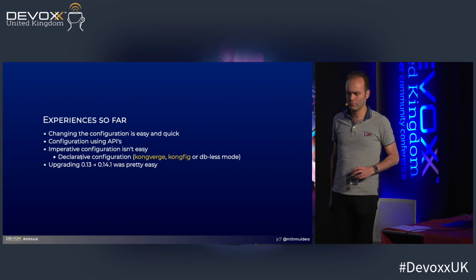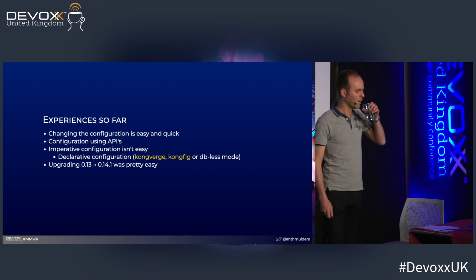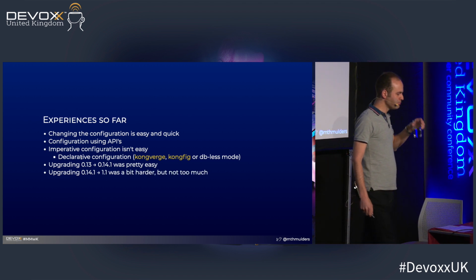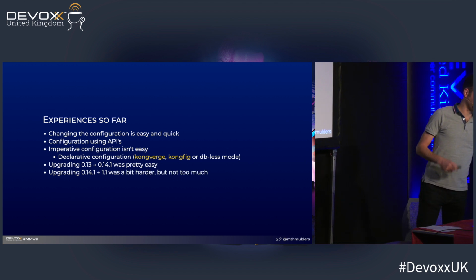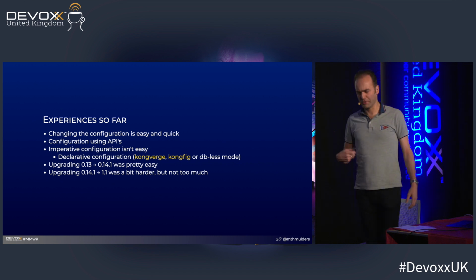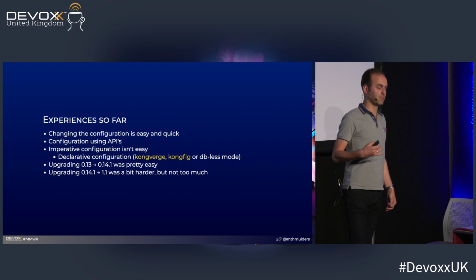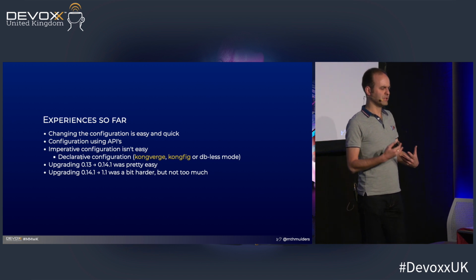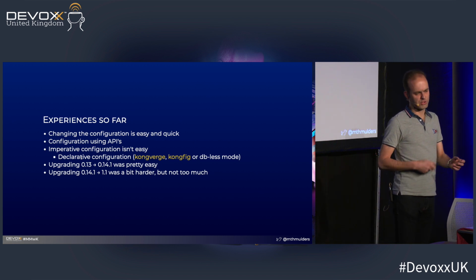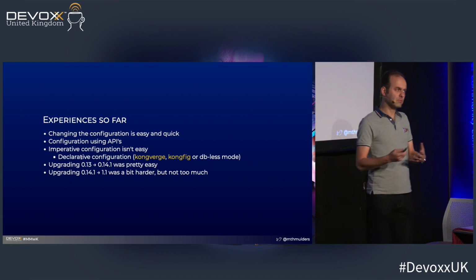The first upgrade that we did was from Kong 0.13 to 0.14.1. This was a breeze. We hardly had to do anything. And the second upgrade from 0.14.1 to 1.1 was a bit harder. Some of the internals changed, so we had to update our plugin as well.